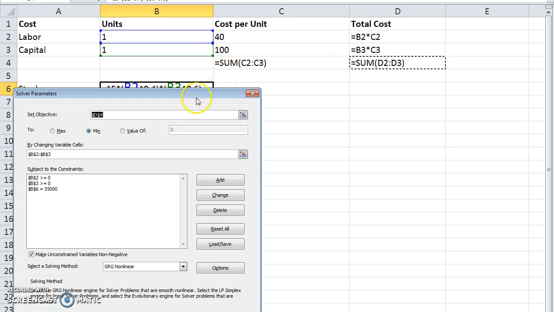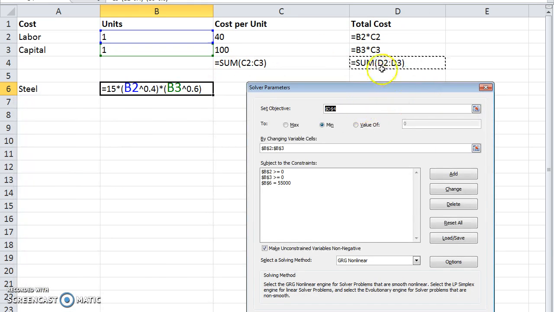So we go to the solver and set the objective function to the total cost. We change the cells where we put the dummy variables. It's really important that you use 1 and 1 to start, because if you use something too big, or possibly negative or 0, it will give you a solution that MyMathLab won't accept. It'll be off by just a little bit. Then I required that B2 and B3 be greater than or equal to 0. I think clicking 'make unconstrained variables non-negative' accounts for that as well. And then B6, we set equal to 55,000. This steel production needs to be 55,000.